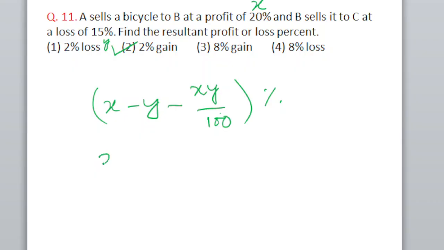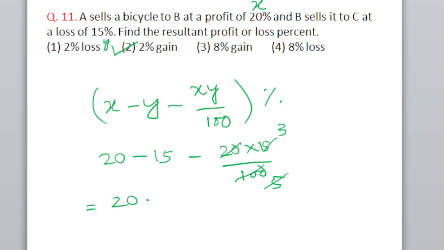Now so it is 20 minus 15 minus 20 into 15 by 100. So 20 5s are 100, 5 3s are 15. So that is 20 minus 18. So that is equal to 2. Here 2%. So that is 2%. That means your option 2 is the right answer.